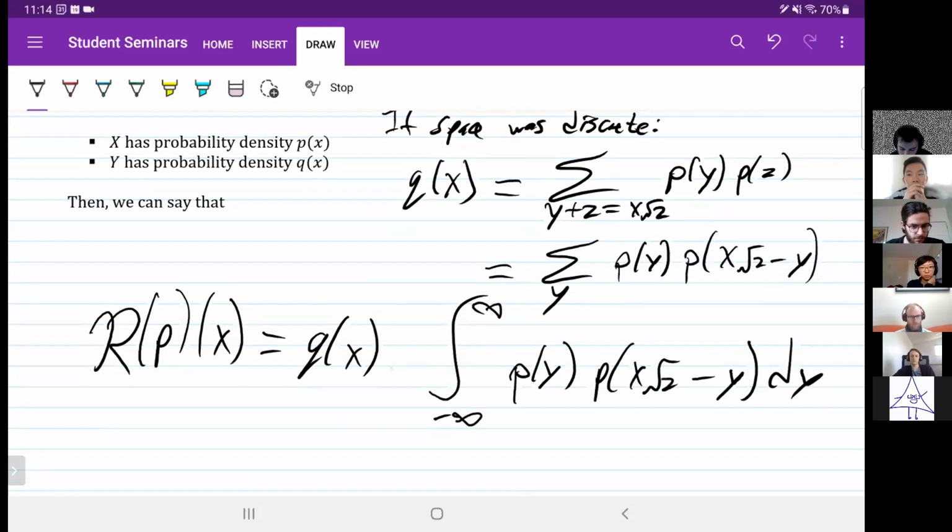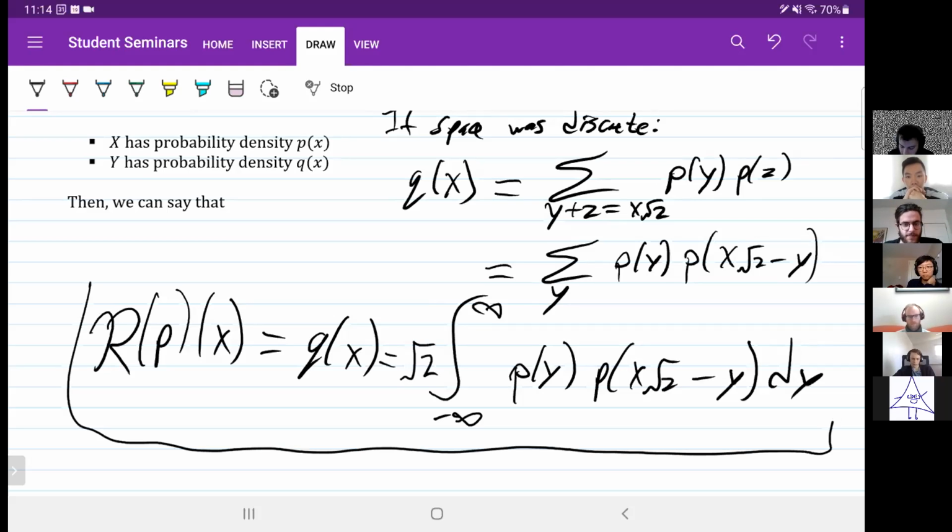Now I've lied a little bit. There's actually a multiplicative factor here. Because q ought to be a probability distribution, if you integrate it, it ought to be 1. And you can actually find this constant. It's just root 2. And this is our renormalization operator.